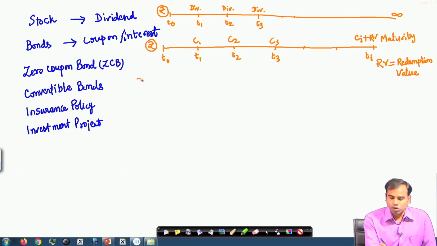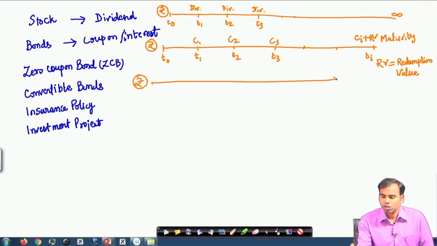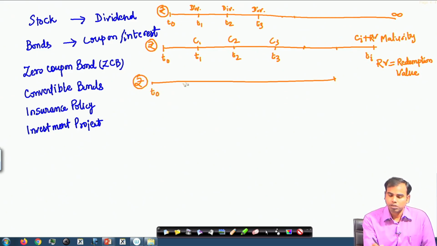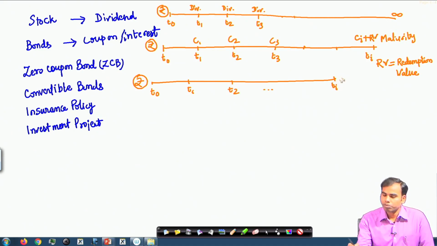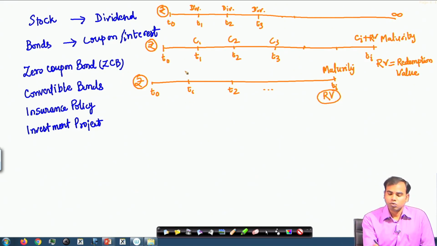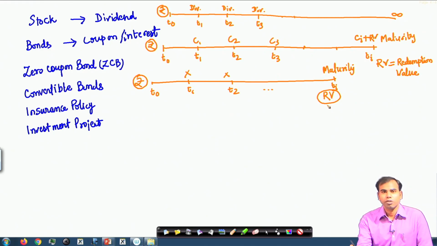If it is a zero coupon bond, you have to pay some amount of money today, and you are not going to get any money in the interim period, and at the time of maturity, when the zero coupon bond matures, you get a lump sum in terms of redemption value. So, here there is no cash flow in the interim period, but a single cash flow at the end of the maturity of this zero coupon bond.